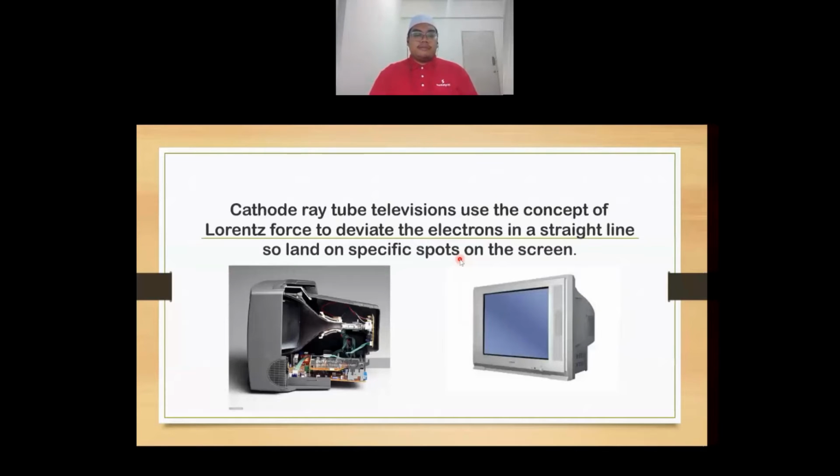Next is an example of the application of the Lorentz force law in real life. This shows that the cathode ray tube television uses the concept of the Lorentz force to deviate the electrons in a straight line, so they land on a specific spot on the screen. This is the example of the cathode ray tube television.